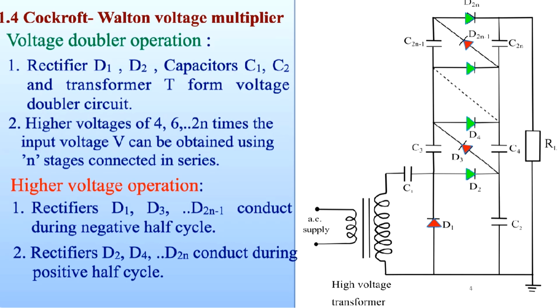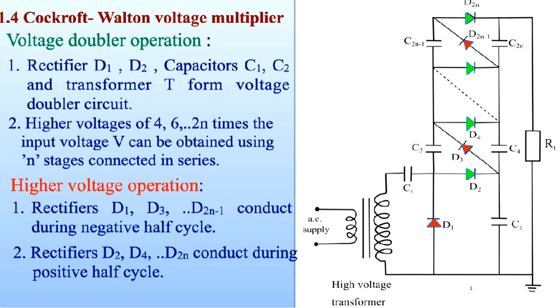You can see here the 6 is repeated here, the 4 is repeated here, which is across C4. So we are getting that much voltage across the same capacitor. Therefore, if the capacitor is C2n, then the voltage will be 2n times V max.